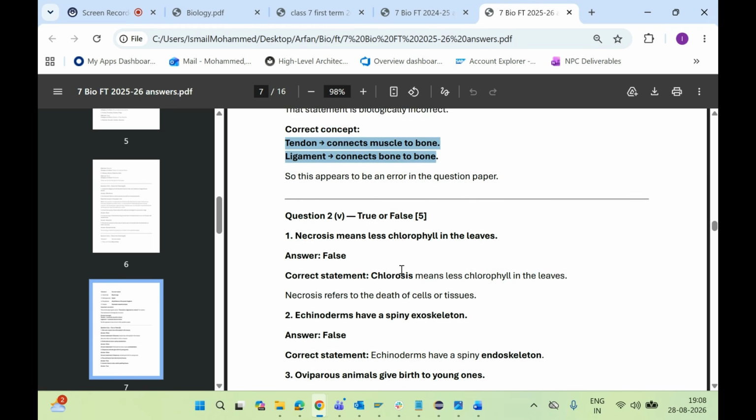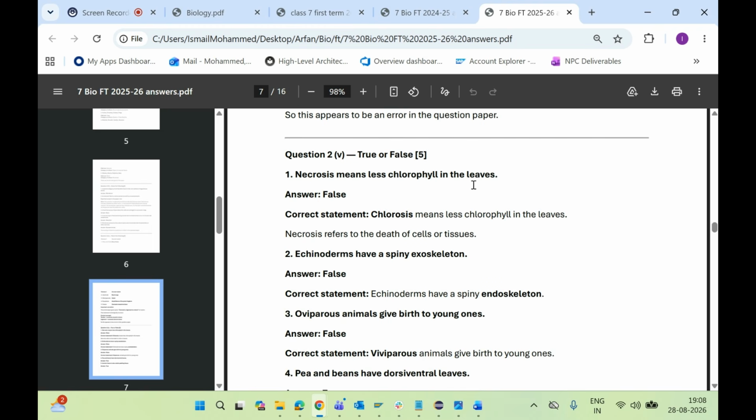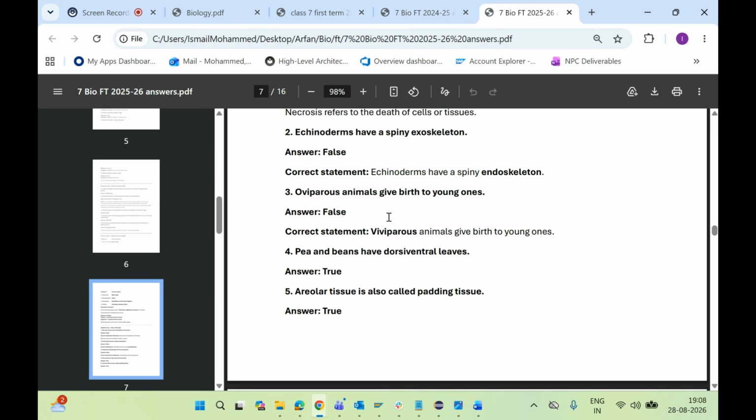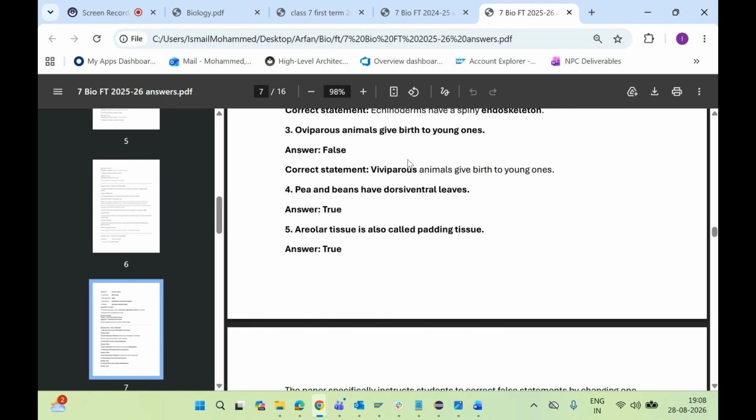Okay, next one. Necrosis means less chlorophyll in leaves. That is false. The answer is chlorosis. Chlorosis means less chlorophyll in leaves. Echinoderms have spiny exoskeleton. That is also false. They have spiny endoskeleton, not exoskeleton. Next one, oviparous animals give birth to young ones. That is false, because oviparous animals lay eggs, whereas viviparous animals give birth to young ones.